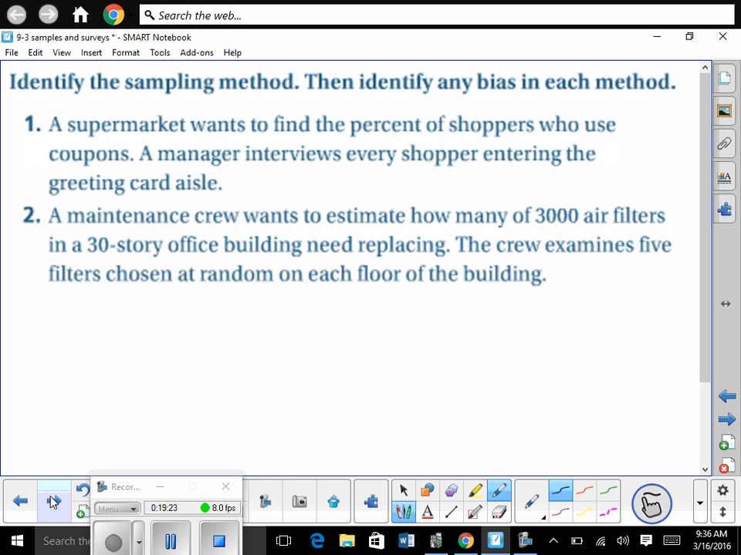Okay. So identify the sampling methods and identify the bias. So quick, guys, but it's really good to see these. It says a supermarket wants to find the percent of shoppers who use coupons. A manager interviews every shopper entering the greeting card aisle. What kind of sampling method? There's only one for this one. Good. Convenience, right? Isn't it convenient to stand in the same spot and interview anyone who walks into the greeting card aisle? So this would be convenience.